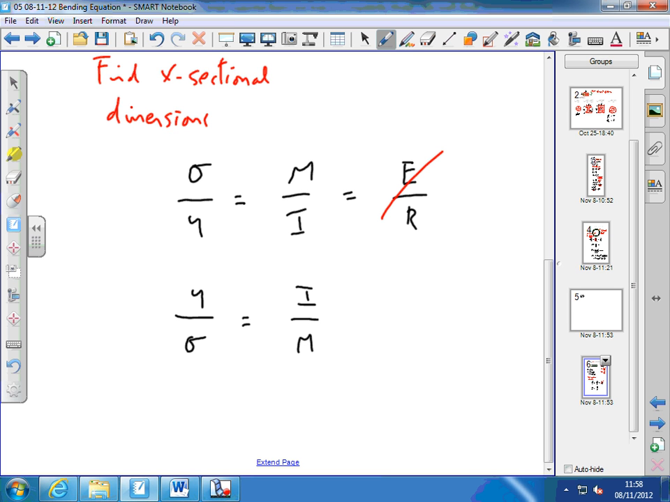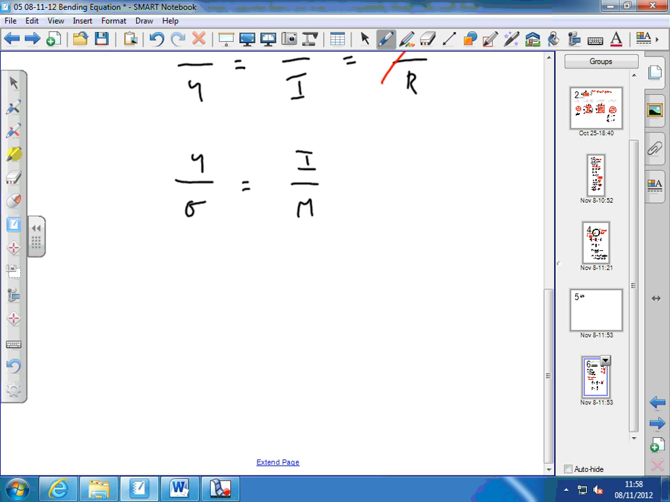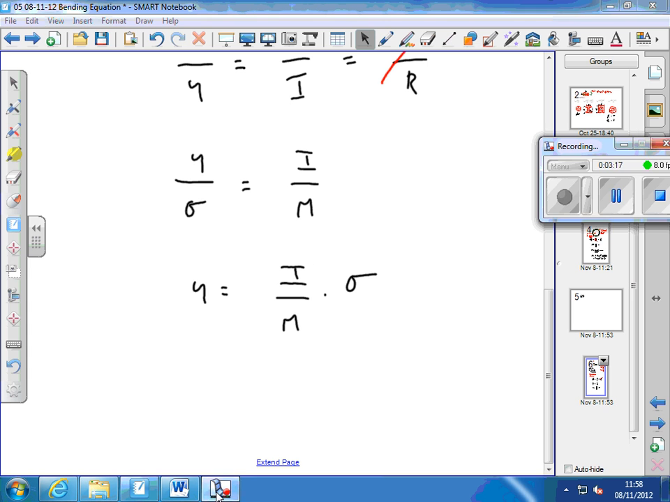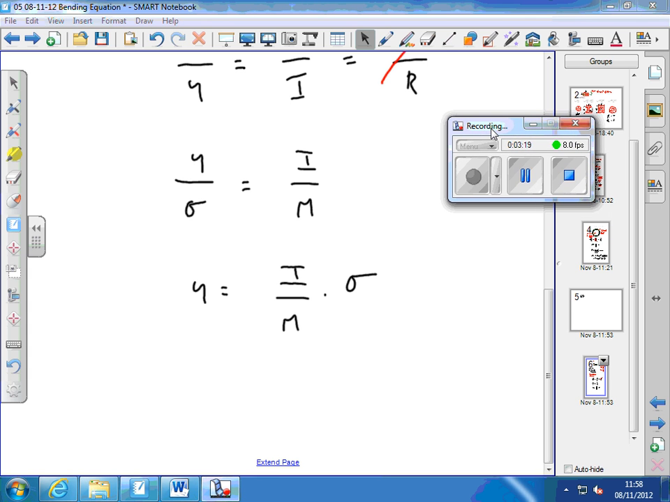And now, to get y on its own, I just multiply both sides by sigma, and I've got that y equals I over M times sigma, and then I'm away. So that's worth remembering. If you're after the bottom part of the ratio, invert the ratios. Okay, I'll leave you to finish that off now.